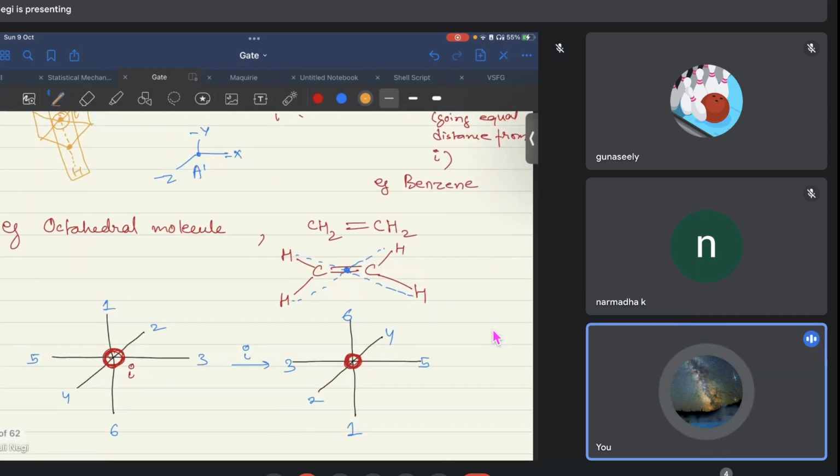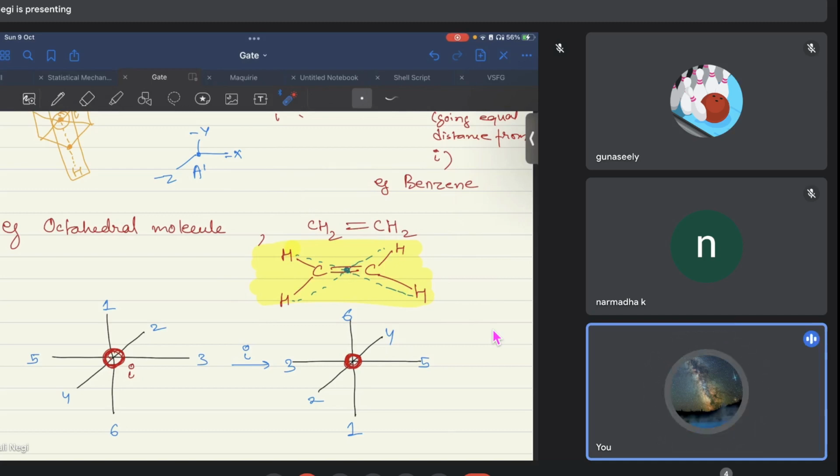Now again, this is the ethylene molecule. If you draw this particular structure, you will see that this hydrogen atom gets reflected with respect to this particular point in this direction, and you will have the same hydrogen, so the structure will be indistinguishable. So this is the point which we call the center of symmetry in the ethylene molecule.